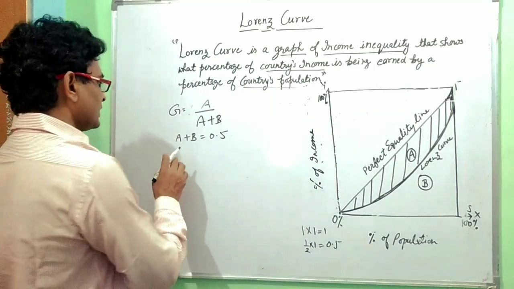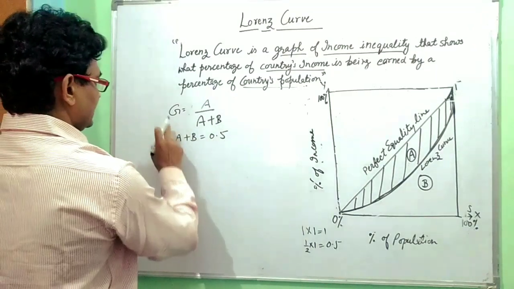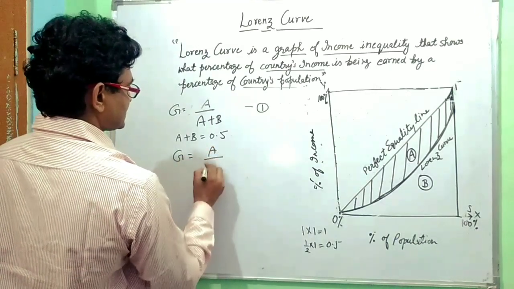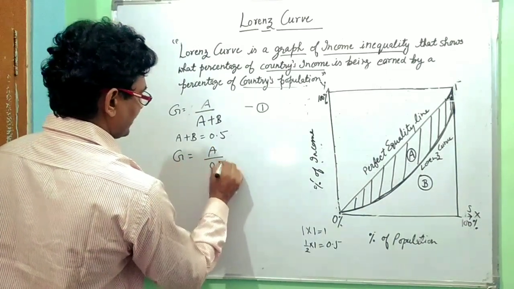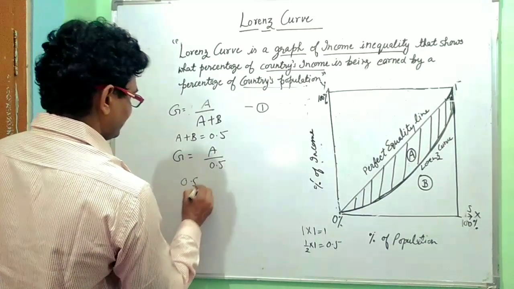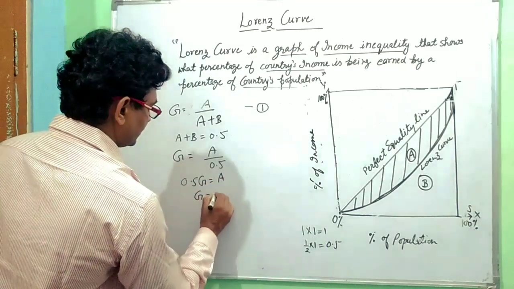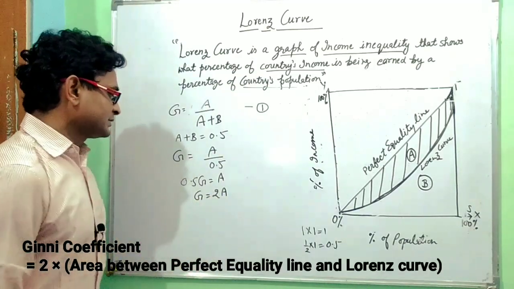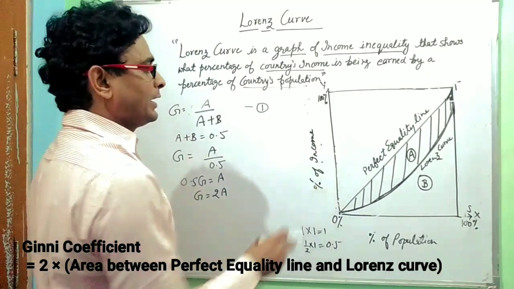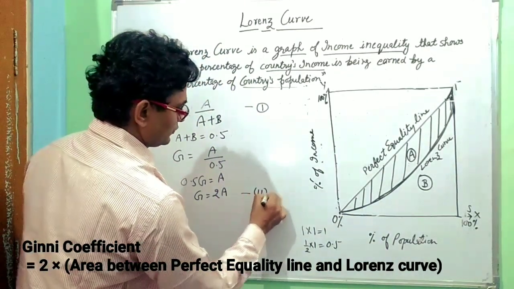Now if we put the value A plus B equal to 0.5 in equation 1, we get G is equal to A upon 0.5, so G is equal to 2A, which means the value of Gini coefficient is twice the value of the area between perfect equality line and Lorenz curve. This is equation number 2.